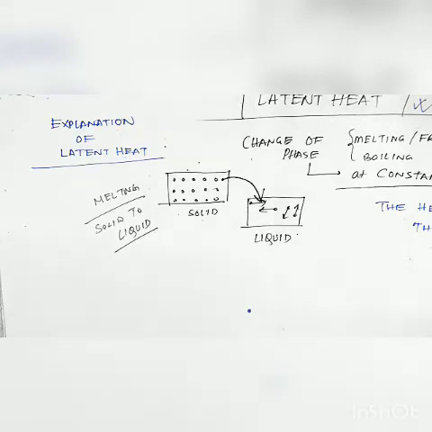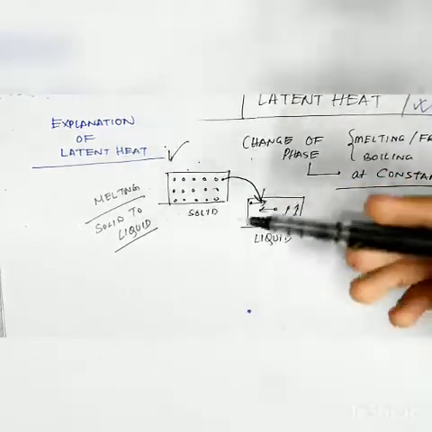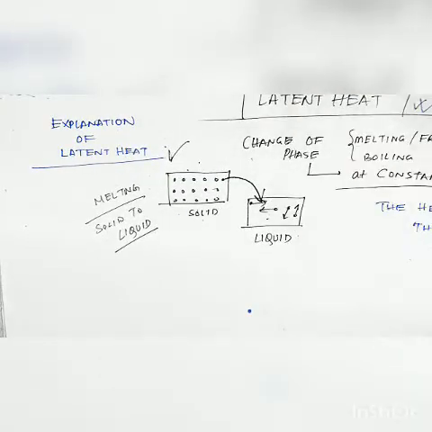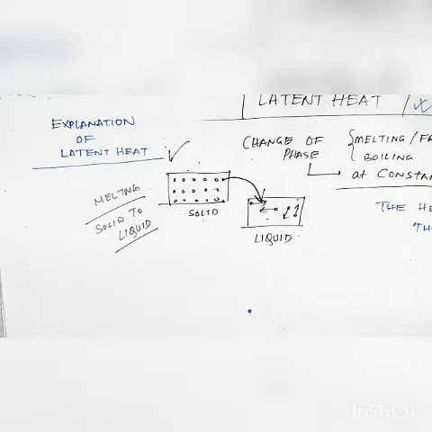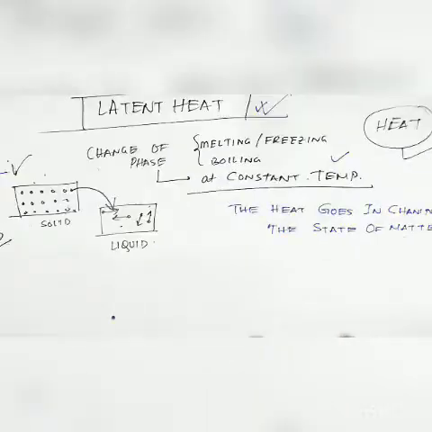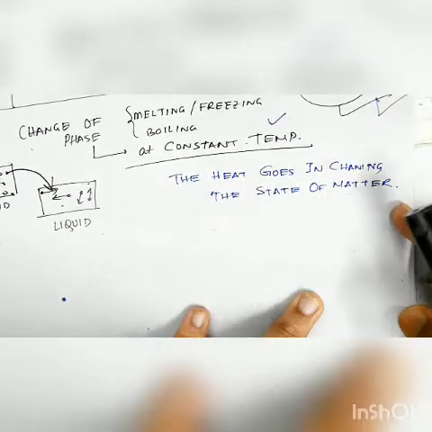Their internal energy, the latent heat energy, is basically used in converting the solid state molecules into liquid state molecules. It means the latent heat goes to free the molecules fixed at their positions and make them move inside the surface. That means the latent heat is basically used in making the change of state. It goes into the change of the state of matter.